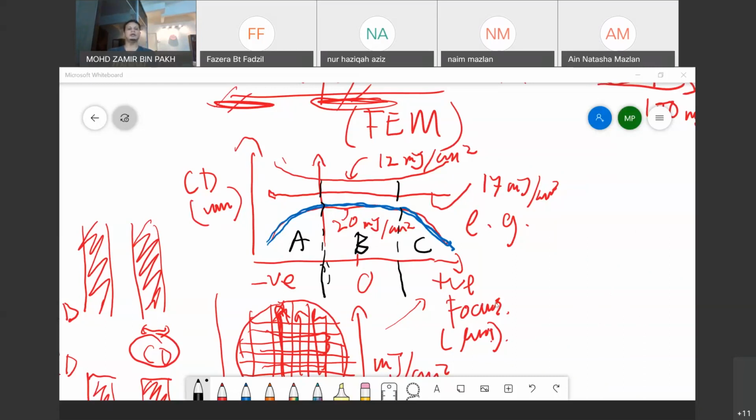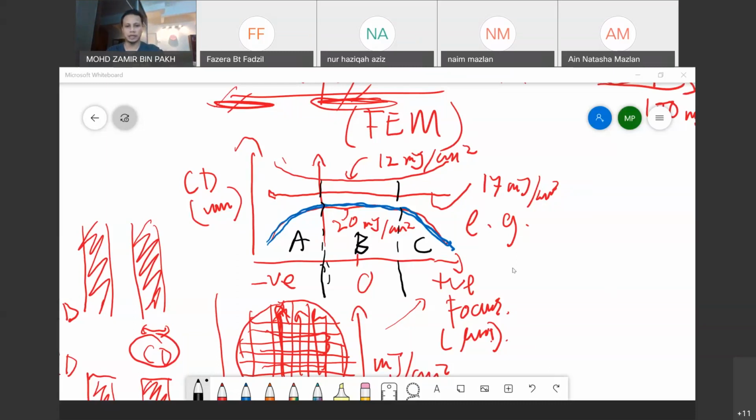In region A, the CD changes with focus. The moment you change focus from negative towards zero focus in micron, you're going to see some changes on the CD on the y-axis. So you're going to have a positive gradient. If you go for region B, the CD barely changes across focus. And this is what we want because you want a wide depth of focus. So you want a wide process latitude, or a wide process window.